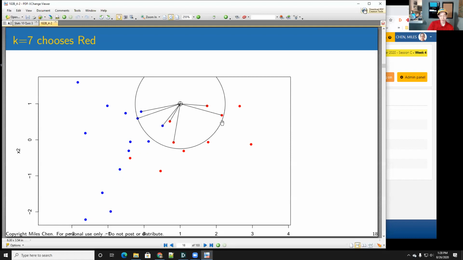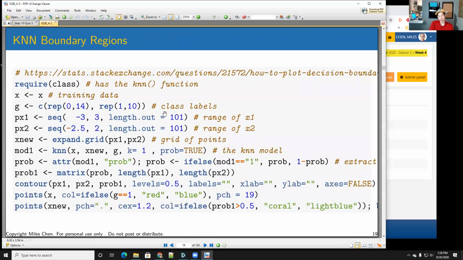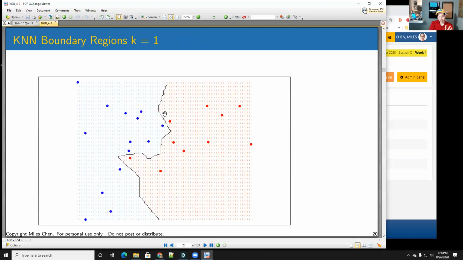And technically, what I'm going to show you is, this is just one test case right here. And what I can actually do is, because I've got the computer, I can try out like 1,000,000 hypothetical test cases all across this graph here. I can say, well, what if I put a test case right next to it, right over here? Or what if I put a test case right here? What if I put a test case right here? And I can do a whole grid of test cases, and we can see how those test cases will get classified. So this test case gets classified as red, and that's what this next plot shows.